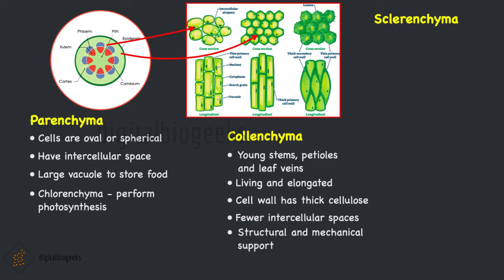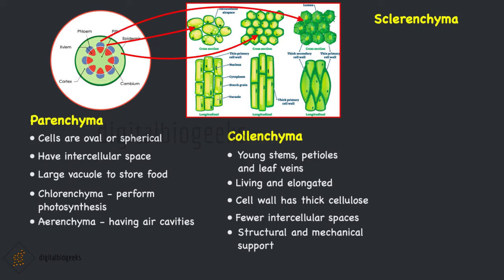As they perform photosynthesis, store food and transport nutrients between the cells, they need thin cell walls. In aquatic plants, the parenchyma has large air cavities. This will help the aquatic plants to float on water. Such parenchyma is called aerenchyma.